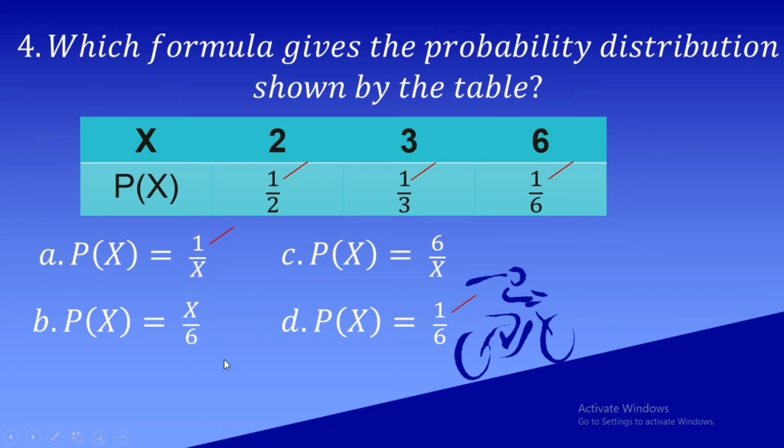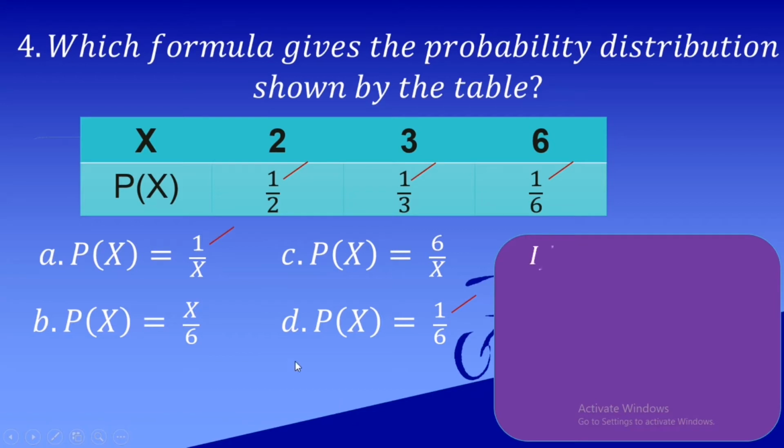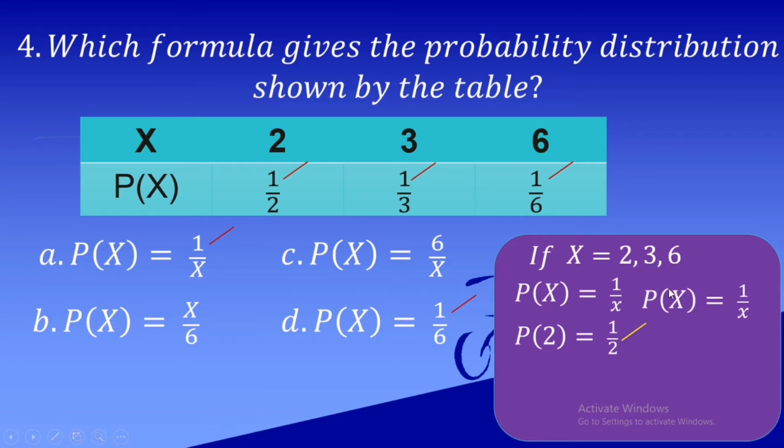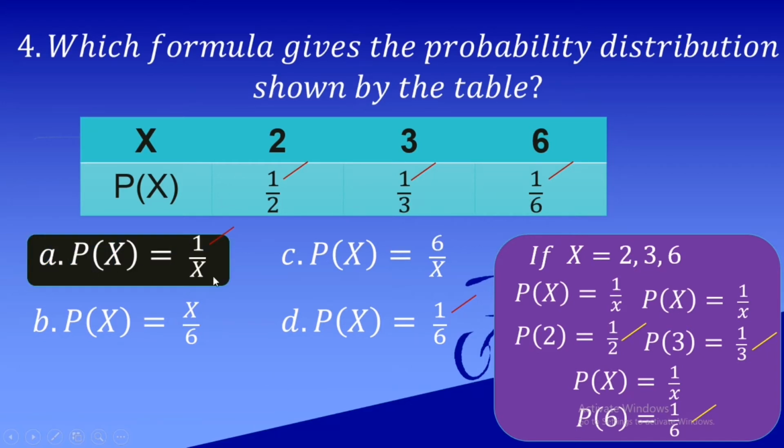Meron siyang 1. So then let us check if the random variable is 2, 3, and 6, then P of x is equal to 1 over x. So we are using the formula 1 over x. So if x is 2, that is 1/2. Then if x is 3, it is 1/3. If x is 6, it is 1 over 6. So the choice that is satisfied with this formula is A. The formula gives the probability distribution.